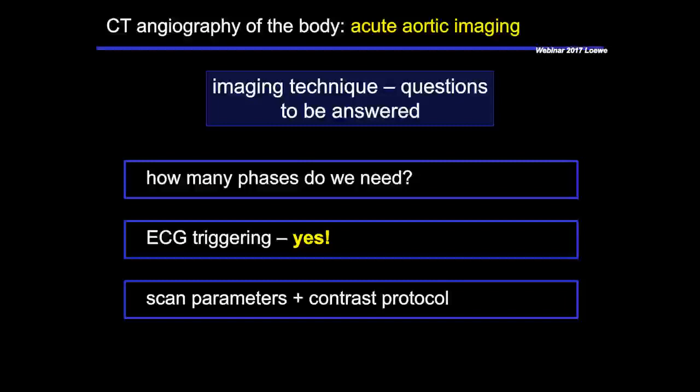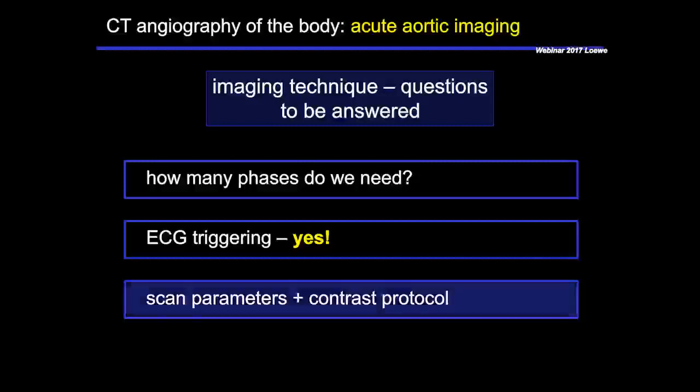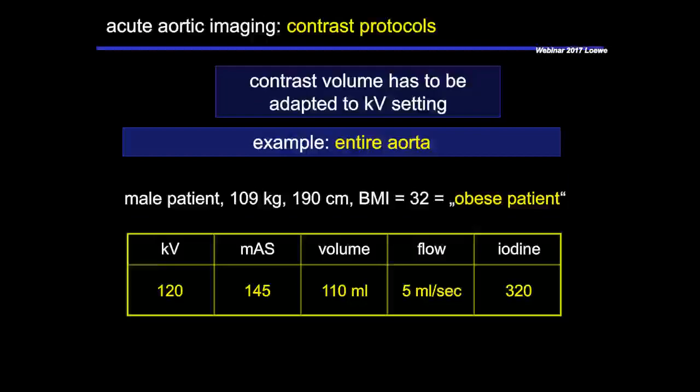What about the scan parameters and the contrast protocol in the acute setting? Well, in fact, we don't need a clear adaptation of the contrast protocol for the acute setting, so you can use your standardized protocol for aortic imaging. And what you should apply, as we have trained in Module 2, Chapter 2 of this webinar road, is to adapt to the body mass index and to the kV settings.